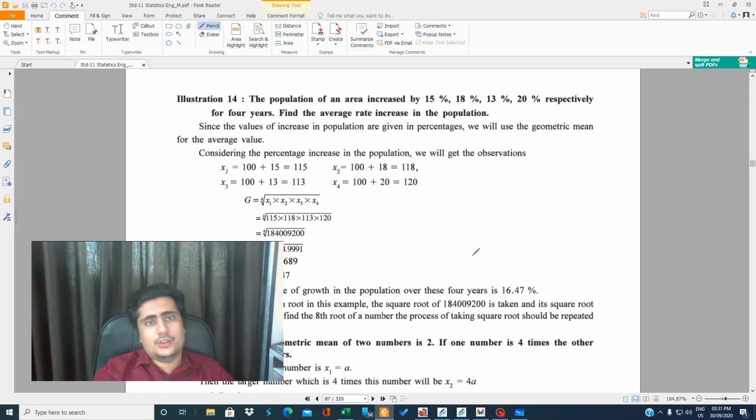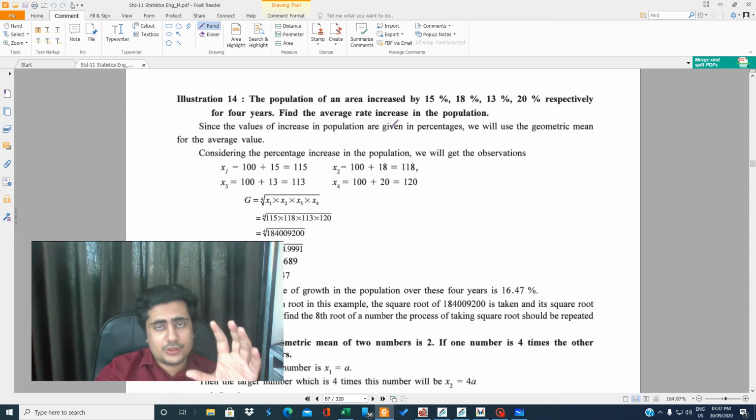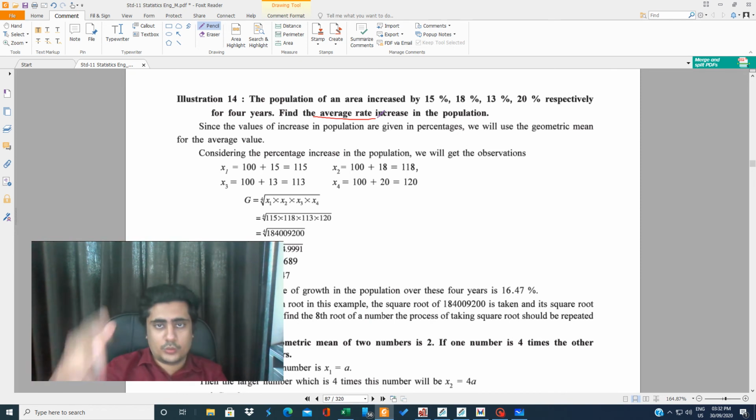Let us read this question again. The population of an area increased by 15%, 18%, 13%, 20% respectively for 4 years. Find the average rate of increase in the population. If you read the question carefully, you can see that there is nothing in the question which asks you to find the geometric mean. They have only told you average rate. You have to take the geometric average, but they have not told you. See, we are studying geometric mean, so obviously this question belongs to geometric mean. But at the point of exam, when you get the question in your question paper, how will you know that this is of geometric mean?